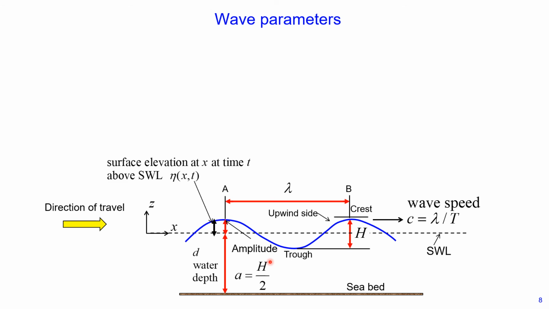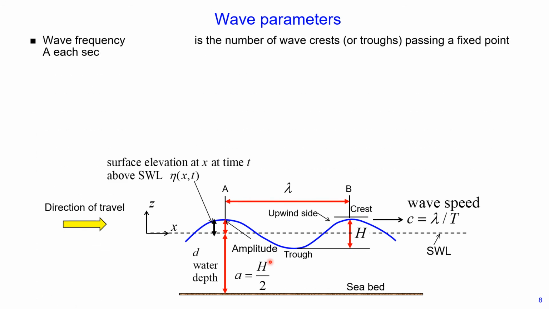Another important parameter is the wave frequency. Wave frequency is defined as the number of wave crests or troughs passing a fixed point, for example point A, each second. So wave frequency units are seconds to the power minus 1, or hertz.